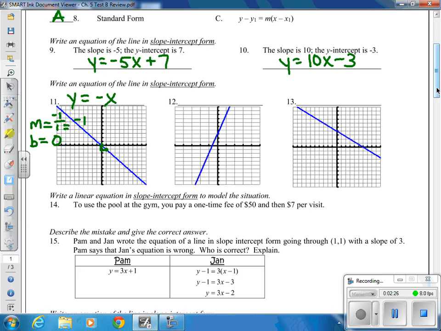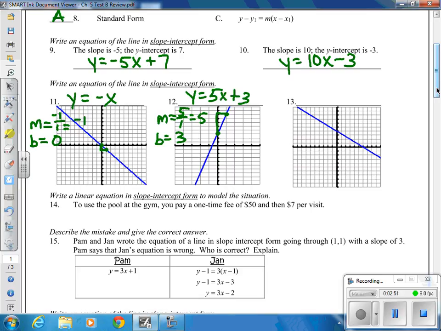For number 12, we want to identify the points. There's one right here. And then the next one that you would be able to use would be up here. So once again, find the m first by doing rise over run. Okay, you're going to go up 5 and over 1. So your slope is going to be 5. And then your b value is positive 3 on the y-axis. So your final answer is y equals 5x plus 3.